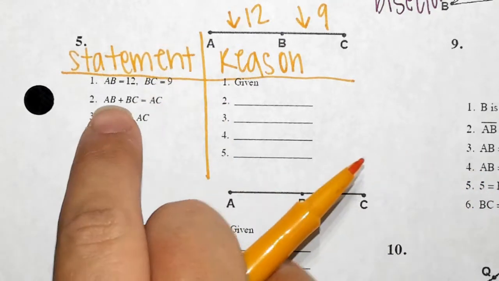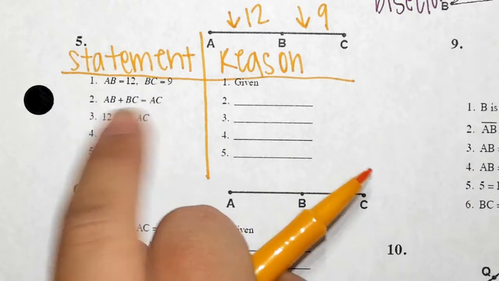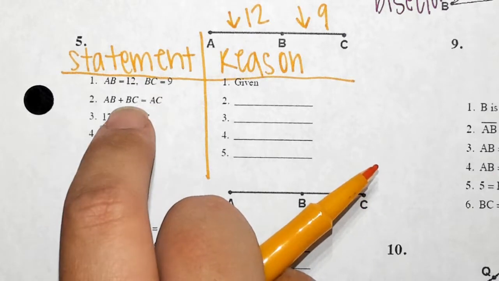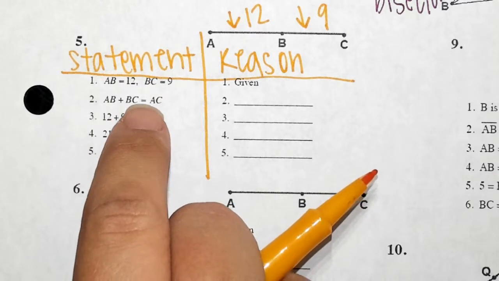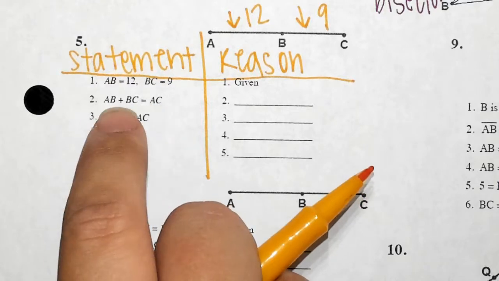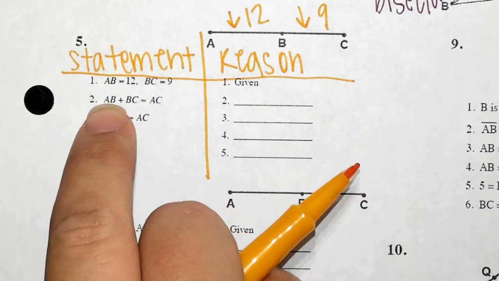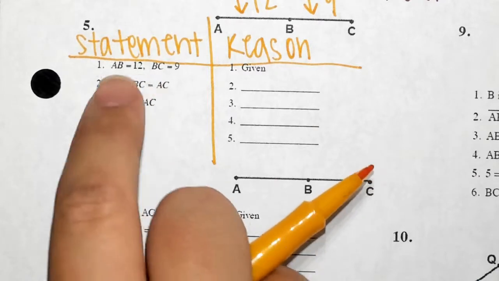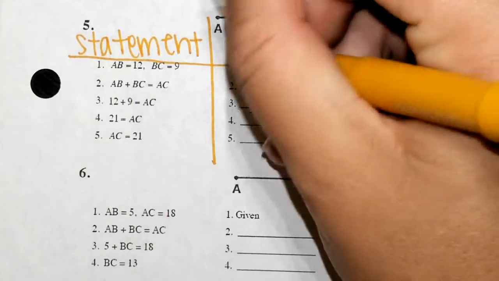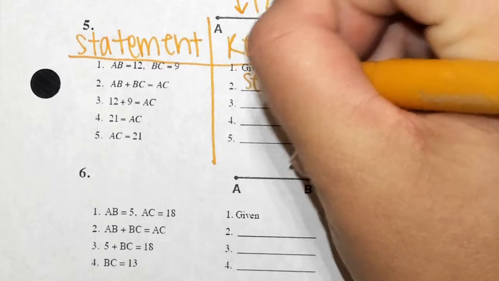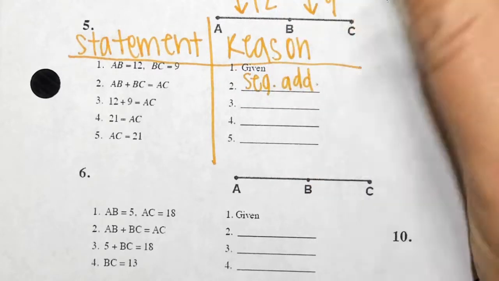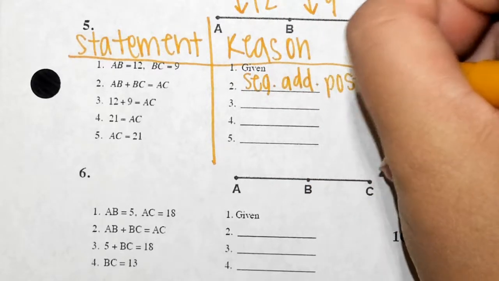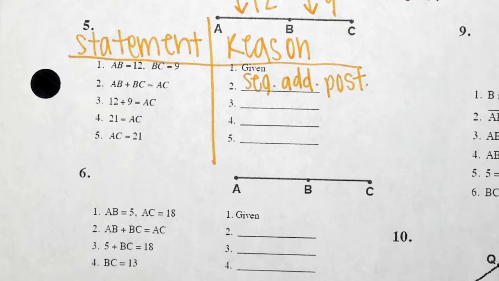What is this thing? What's that look like? Courtney? See, it's AB plus BC equals AC. So 2 is, the reason they wrote that is because of seg add post. Segment addition postulate.